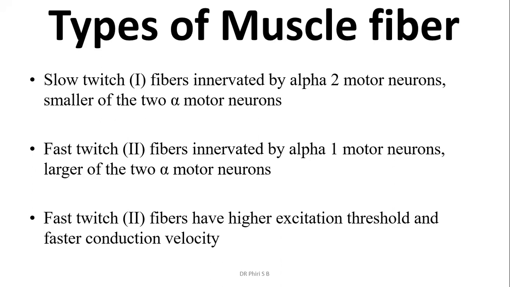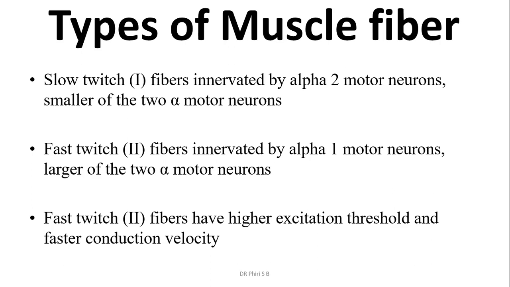Then the slow twitch, the alpha-2, they are smaller. So the conductivity is very slow, and the contractility will also be slow. So you have a slow twitch as opposed to the fast twitch. Then the fast twitch, you have two subtypes, type A and type B. I will explain the different types of muscle fibers.